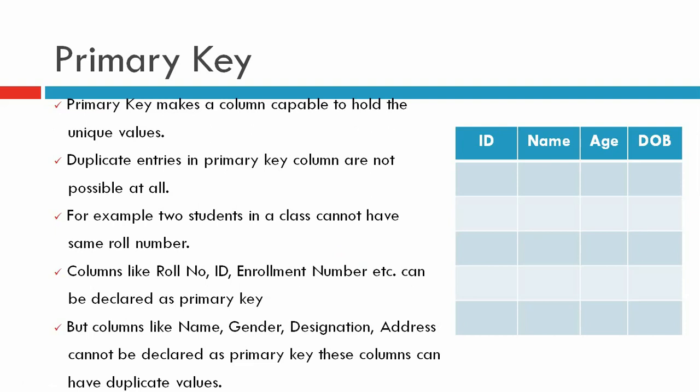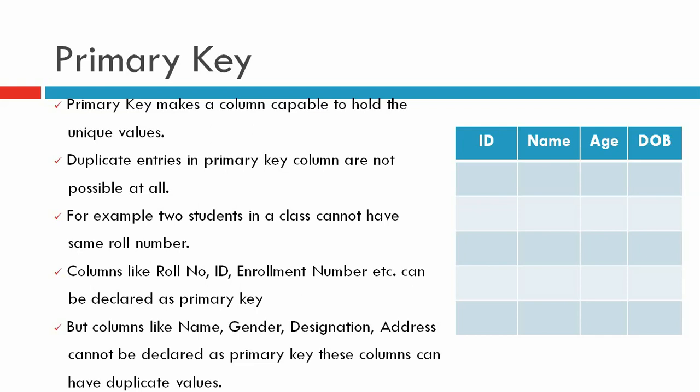In this tutorial we will study the primary key. So first of all, what is a primary key? A primary key is a key that makes a column capable of holding unique values. It means the primary key column is capable of holding unique values. We cannot insert duplicate values in it. Duplicate entries in a primary key column are not possible at all.